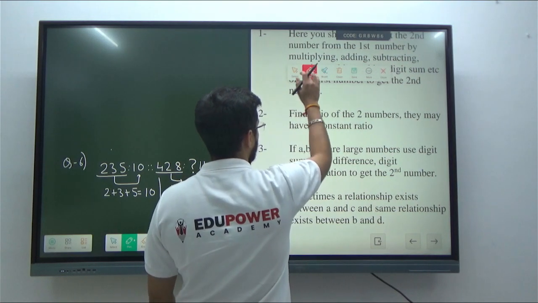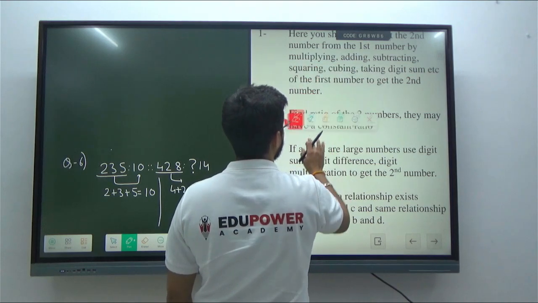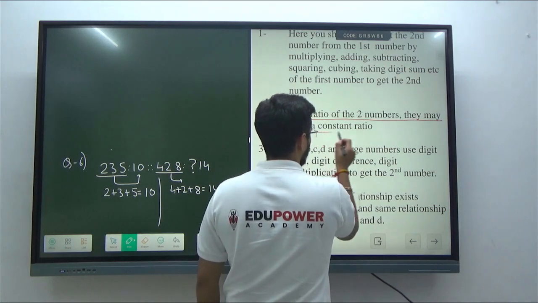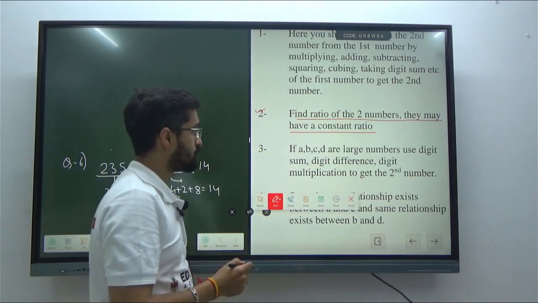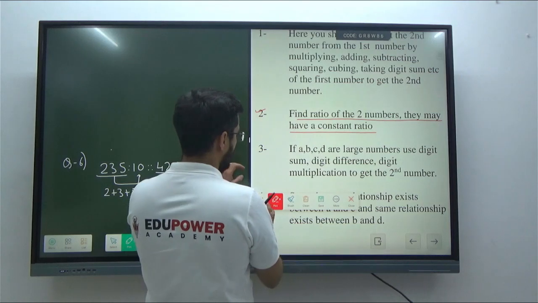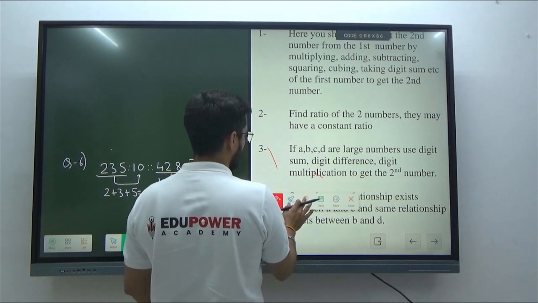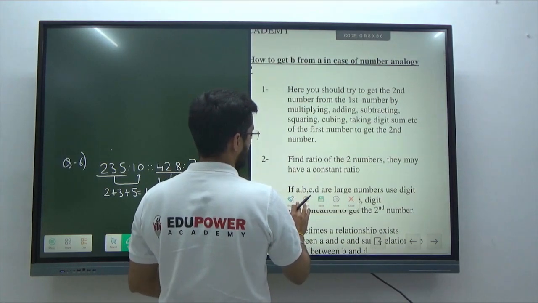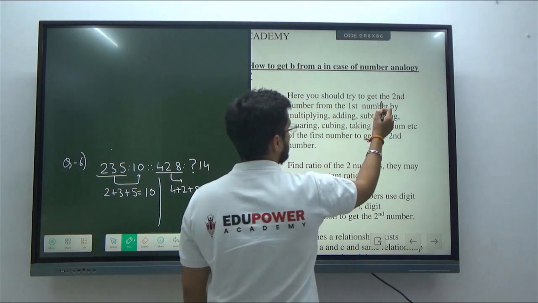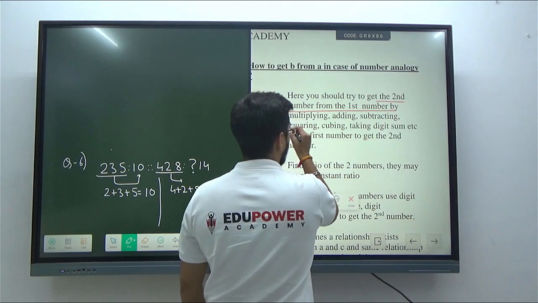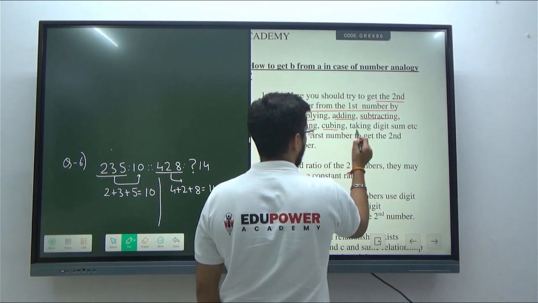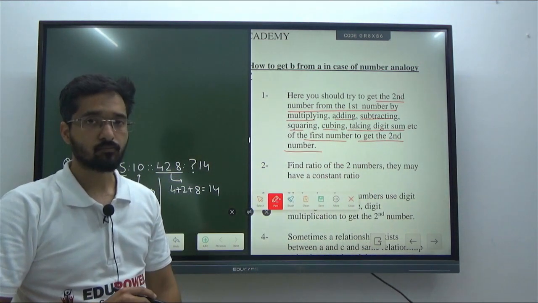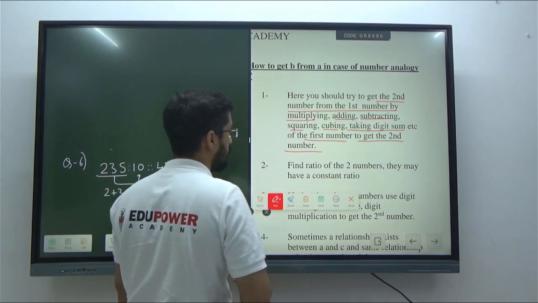Question number 3, approach number 3. So we have studied two approaches. First approach which we studied was we simply find the ratio of the two numbers, they may have a constant ratio. Second approach was we should try to get the second number from the first number by multiplying, adding, subtracting, squaring, cubing, taking digit sum of the first number to get the second number. This whole approach also we have studied.